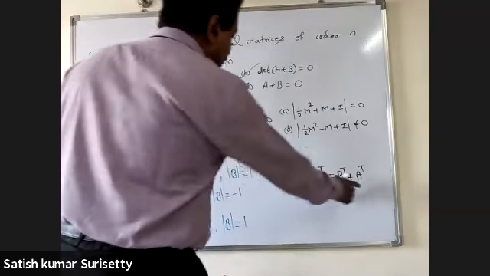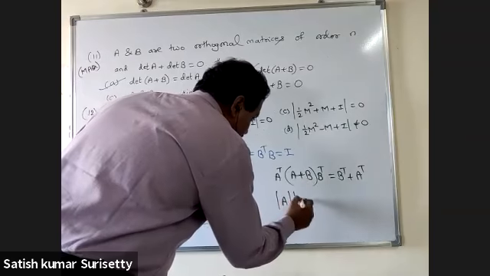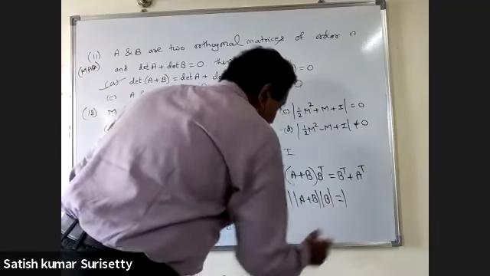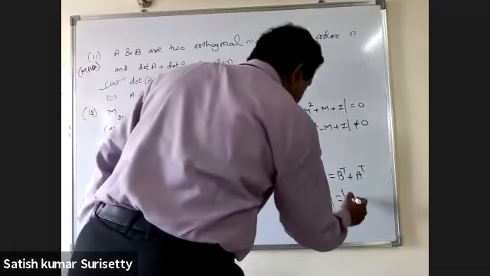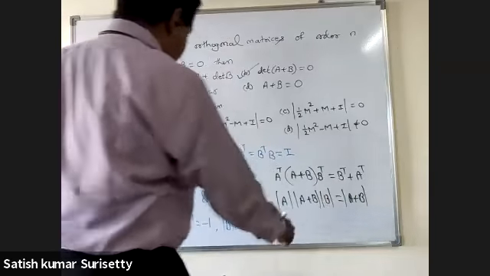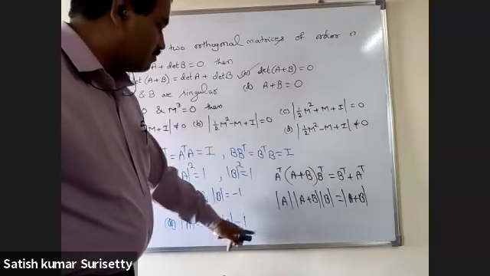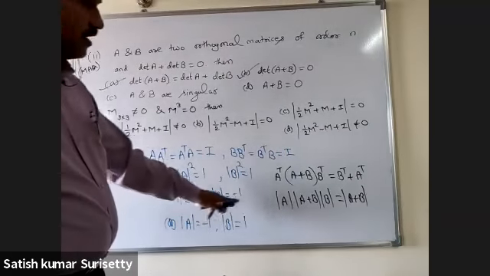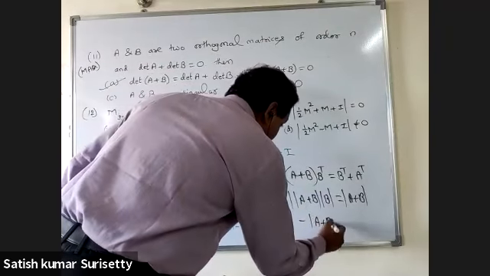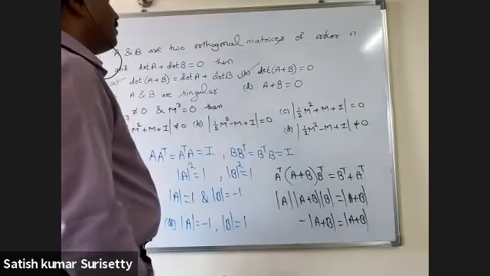Now when I take the determinant on both sides, determinant of A plus B into determinant of B equal to determinant of A transpose plus B transpose, which is the same as determinant of A plus B. But determinant of A, determinant of B not equal to 0. And determinant of A is minus 1, determinant of B is 1, or determinant of A is 1, determinant of B is minus 1. That means in either case, this will be minus of determinant of A plus B equal to determinant of A plus B. That means determinant of A plus B will be equal to 0.